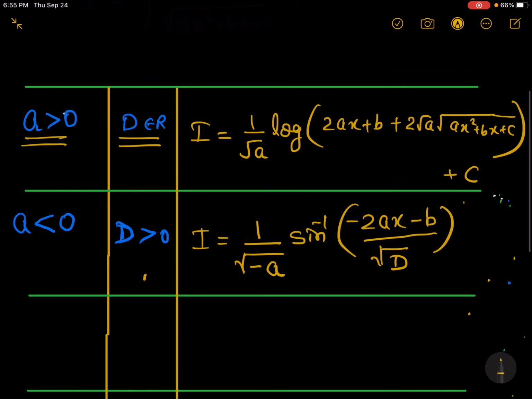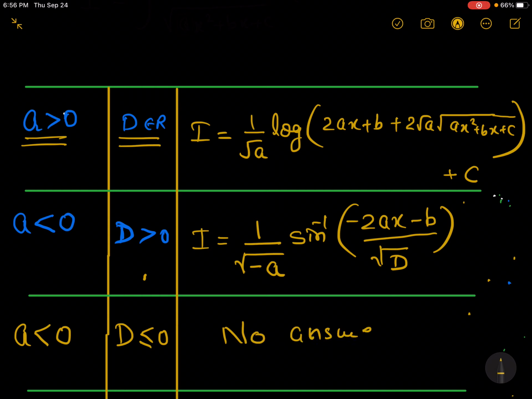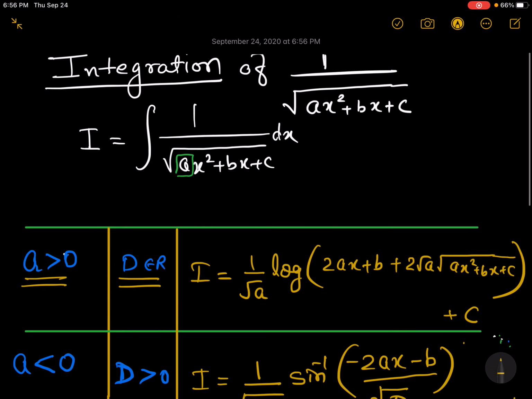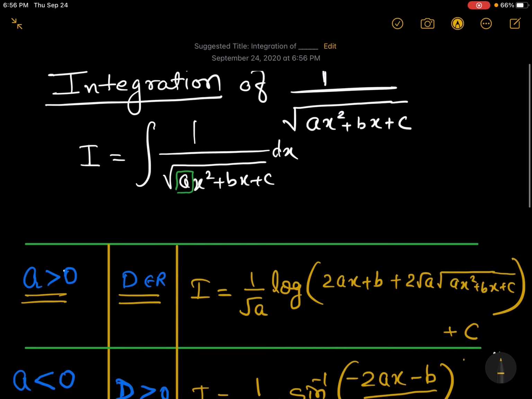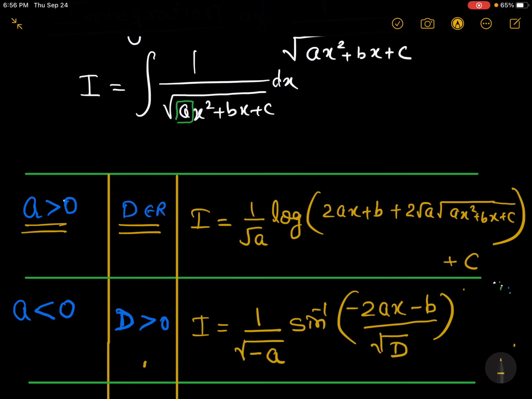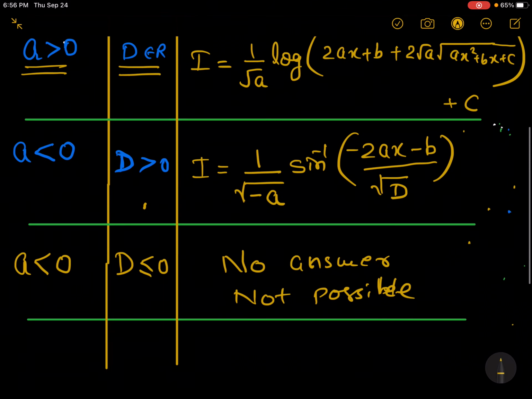Now the third case, if a is less than 0 and d is less than or equal to 0, then no answer will come. It means the answer is not possible. So students, in this way we can find the integration of any quadratic expression in the denominator with power 1 by 2.